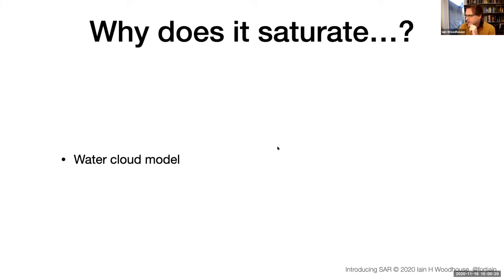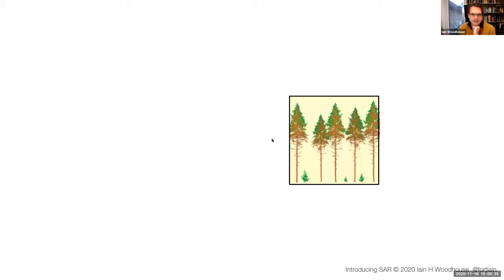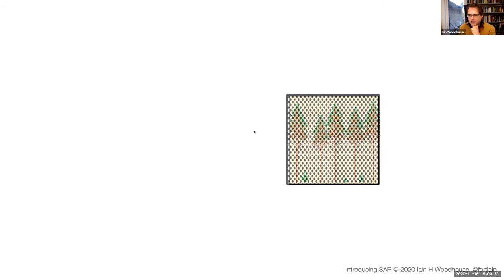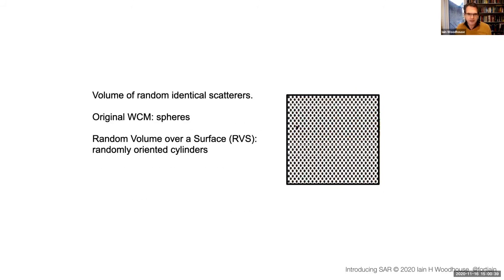So I want to quickly give you one explanation of why you get that saturation. And we can do that through what's called the water cloud model. The water cloud model is essentially taking our forest and turning it into a collection of random, in the first instance it was random spheres, but the more modern incarnation is what's called the random volume over a surface. So it's randomly oriented cylinders. You're assuming each of your branches is a cylinder, and you've just made a cloud of these branches, and they're all the same size and shape.